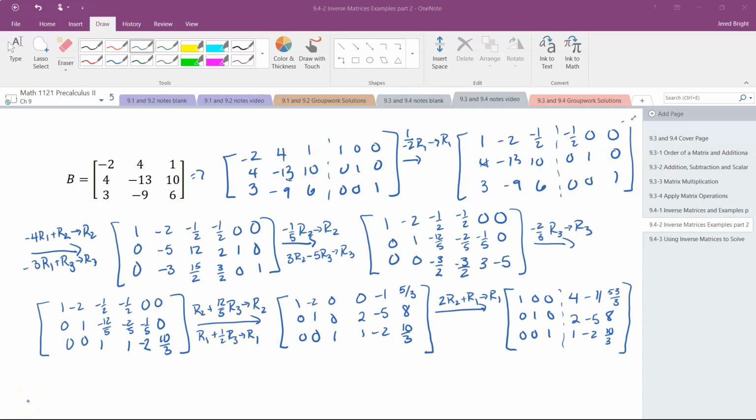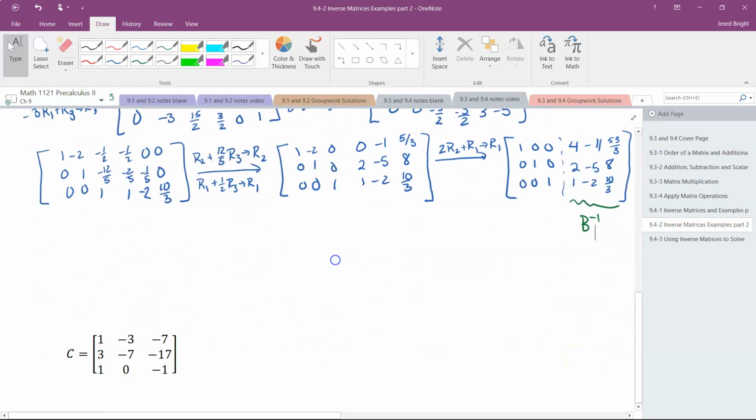And here you go. So that means that the matrix that is on the right here, this 4, -11, 53 over 3, etc., is your inverse matrix, B inverse. So you can study the different row operations I did. You could have done them in a different order, and that would have been okay and arrived at the same answer. But ultimately, you have to arrive at this answer for B inverse.